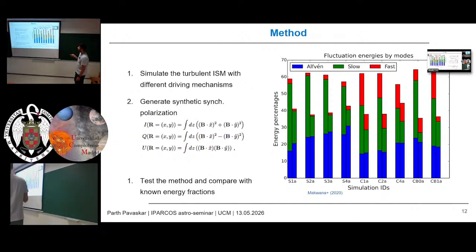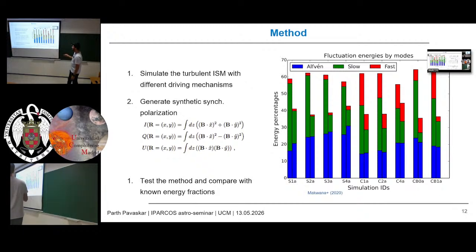We generate some synthetic polarization, and since this is a single fluid simulation, we don't have any electron number density here, so we assume that this is constant. Of course, it's a crude assumption, but one done to save computing resources. And then we have this fairly simplistic description for the Stokes parameters for the synchrotron polarization.